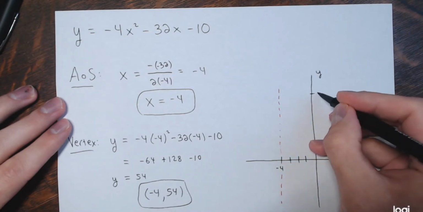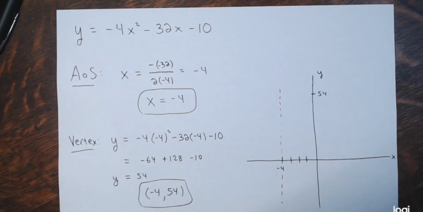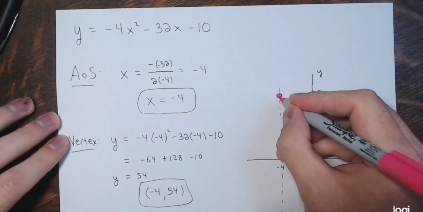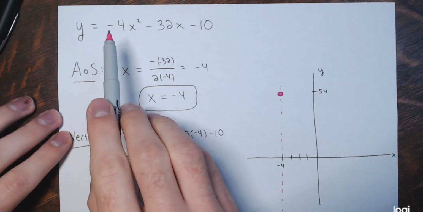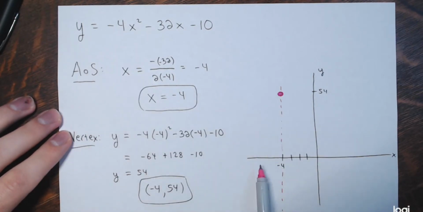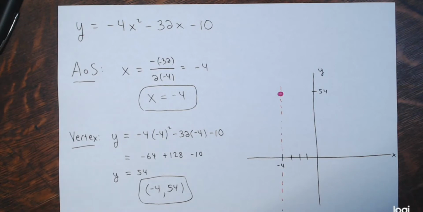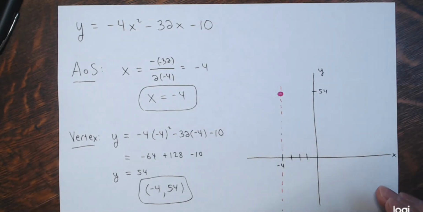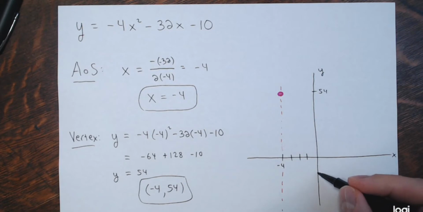So that'd be up here somewhere. Plot that point. And the parabola would be opening down. It's got a negative lead coefficient, so there would be x-intercepts if I were asked to find them. Now the y-intercept would be at 0, negative 10, so down here.